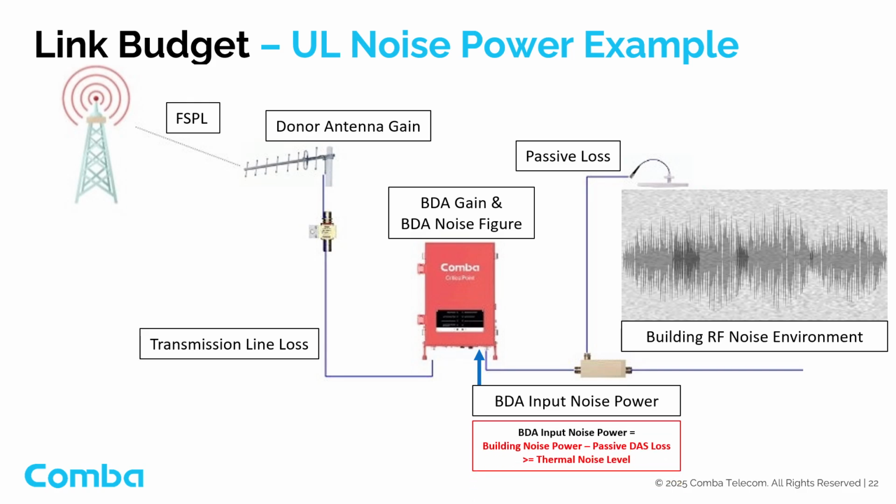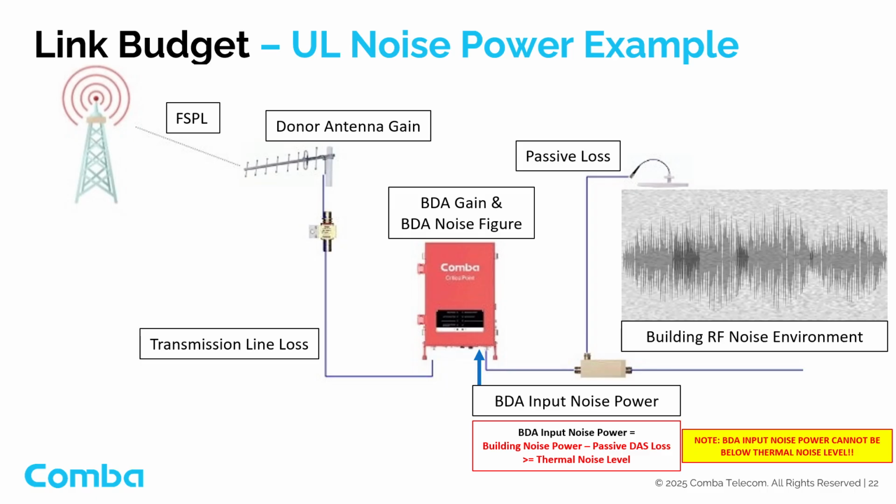The BDA input noise power is equal to the building noise power minus the passive DAS loss. The BDA input noise must be greater than or equal to the thermal noise power level. It is important to remember that the noise level cannot decrease below the thermal noise level.